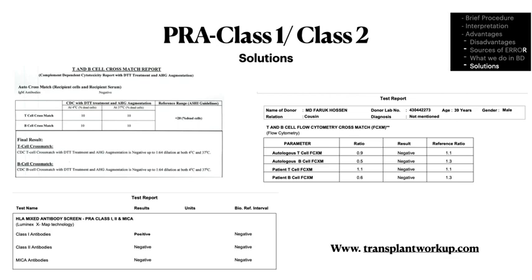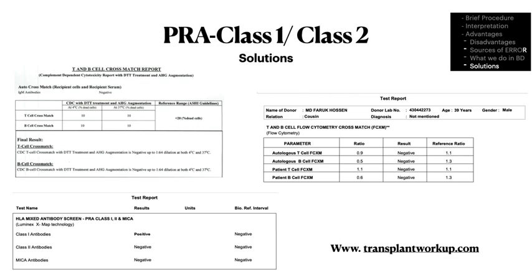I'm not sure whether you're able to see it, but the first one is the CDC, which has come negative, and the PRA class 1 has come positive, class 2 and MICA have come negative, and the flow cross match is negative. So I know that this patient must have a non-donor specific antibody against the population, and the class 1 antibody the patient has may not be donor specific. So I can proceed now, without any more testing. I don't have to do an SAB also.